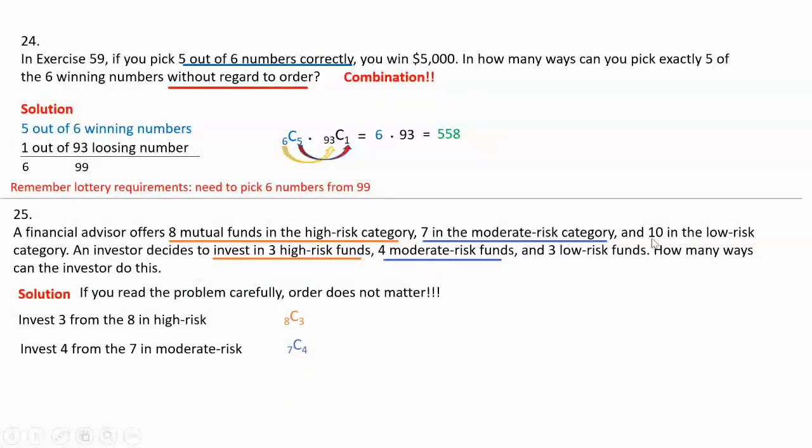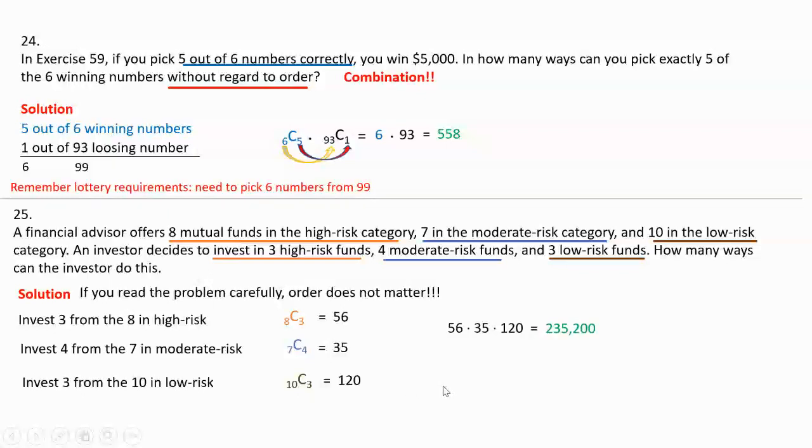And then in the 10 in the low risk, they're going to invest in 3. So it's going to be 10 combination 3. So 8 combination 3 is 56, 7 combination 4 is 35, and 10 combination 3 is 120. We multiply them out, and that's my result, 235,200. That's how many ways you can select the funds.